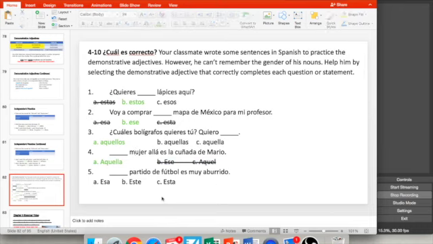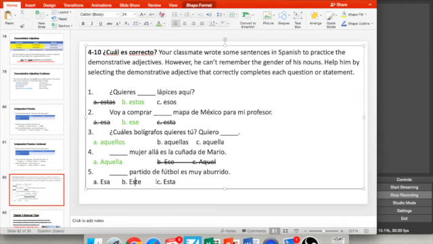Okay, and one more. Blank partido de fútbol es muy aburrido. So blank soccer game is very boring, and you're trying to choose between esa, este, or esta. We know that the word partido for game, in this case, is masculine and it's singular, so we can automatically chop out esta and esa, and we're left with only este. So this soccer game is very boring. Este partido de fútbol es muy aburrido.